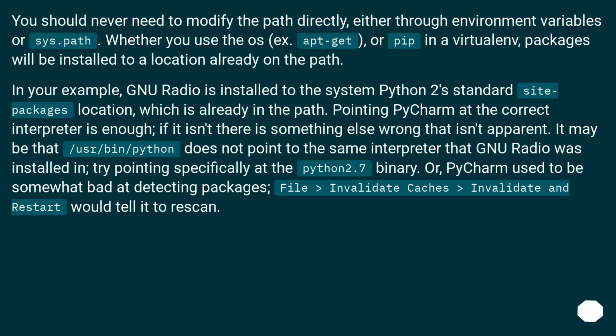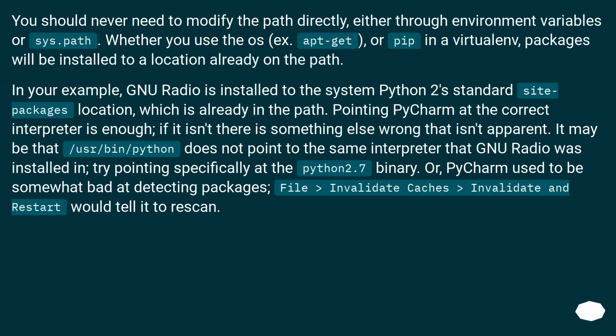You should never need to modify the path directly, either through environment variables or sys.path. Whether you use the OS package manager, apt-get, or pip in a virtualenv, packages will be installed to a location already on the path. In your example, gnuradio is installed to the system Python 2 standard site-packages location, which is already in the path. Pointing PyCharm at the correct interpreter is enough. If it isn't, there is something else wrong that isn't apparent.